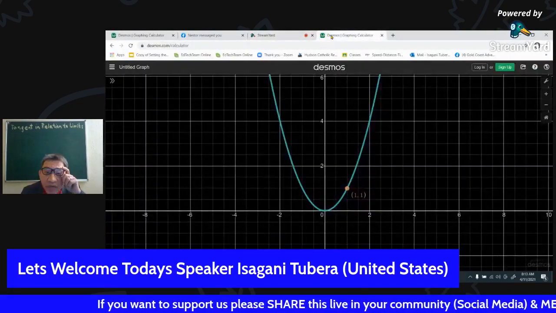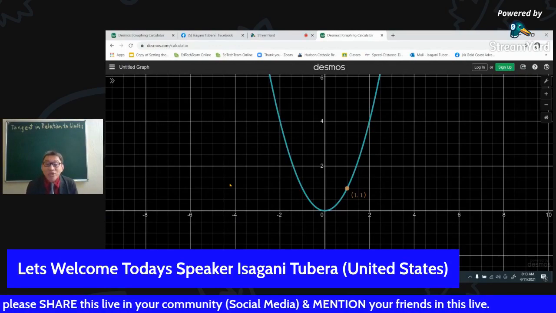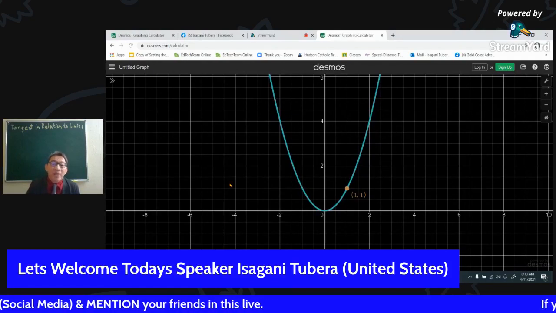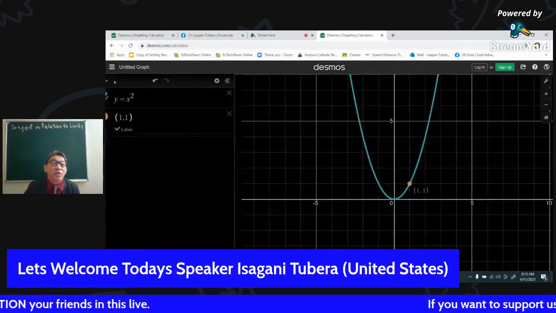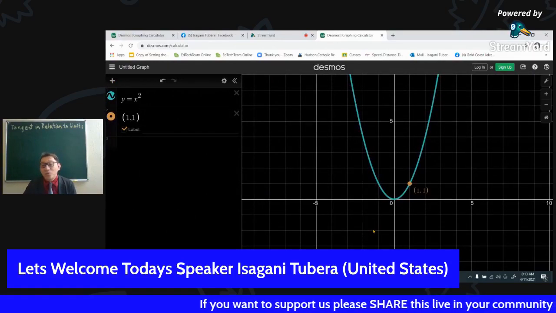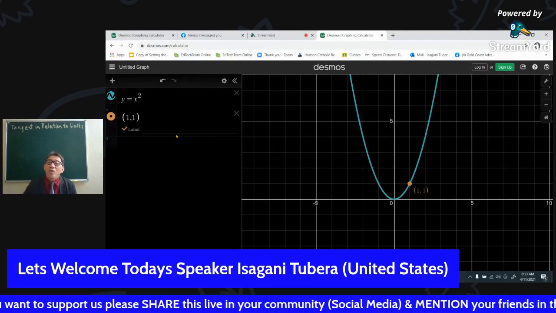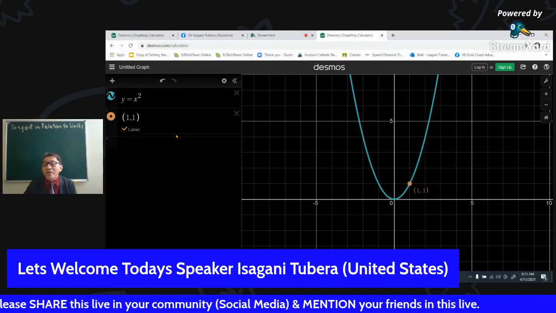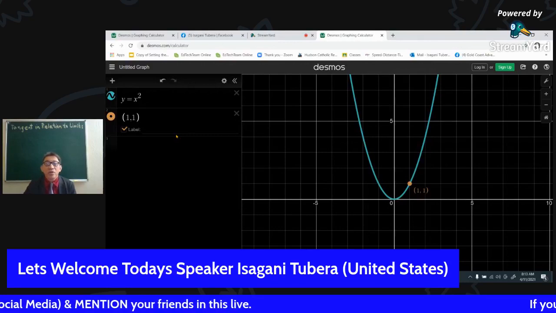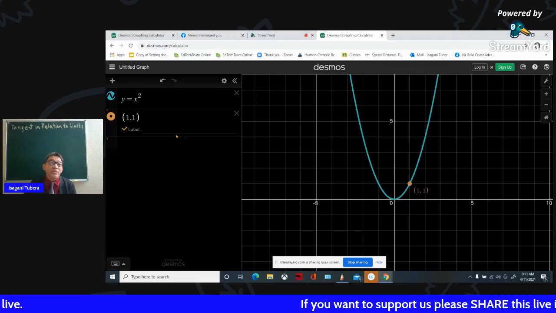I want you to look at this screen. It has no meaning yet. There is the equation of the parabola, which is y equals x squared, and a point at 1 and 1. Now, this is the problem. I want you to find the equation of the tangent line passing through 1 and 1. What is the equation of that tangent line?